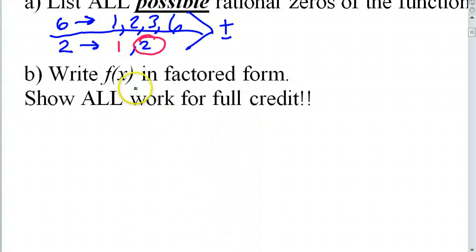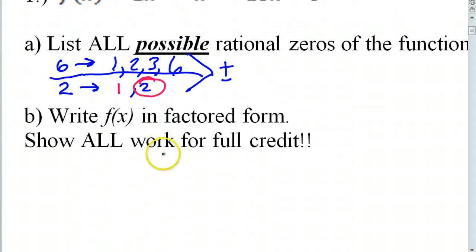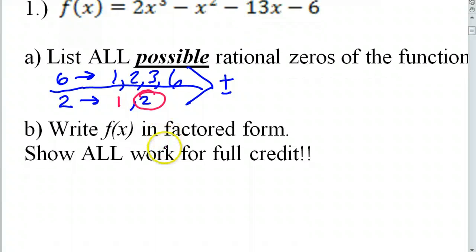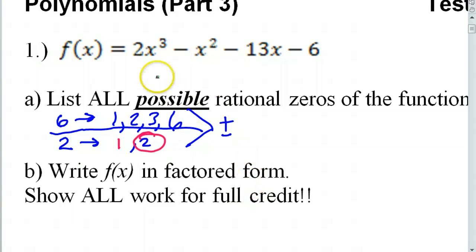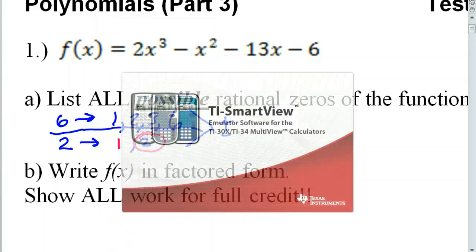Now, write f of x in factored form. Show all work for full credit. Okay, we're allowed to use our TI-30XS MultiView. I think we decided not to make separate parts for the test. We can design enough problems that require you to think. So you can do whatever you're capable of doing with the calculator. Okay? So we should go ahead and type this function into our TI-30 right now. Help me out a little bit.